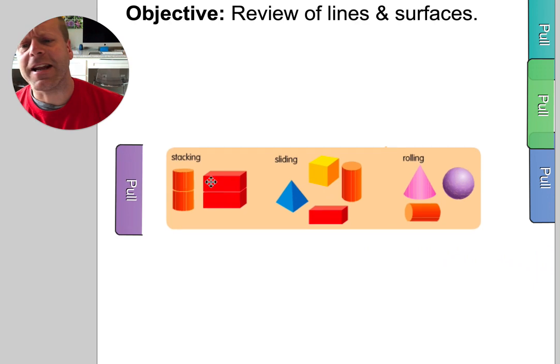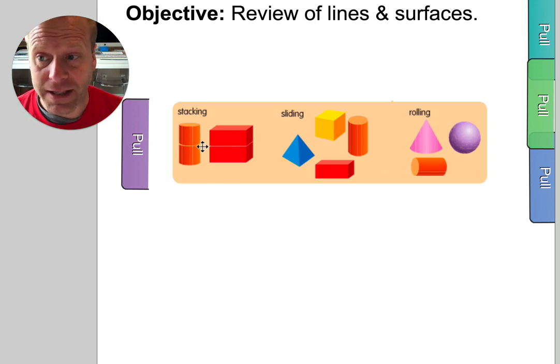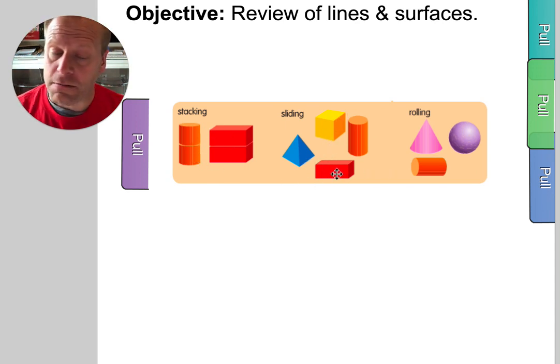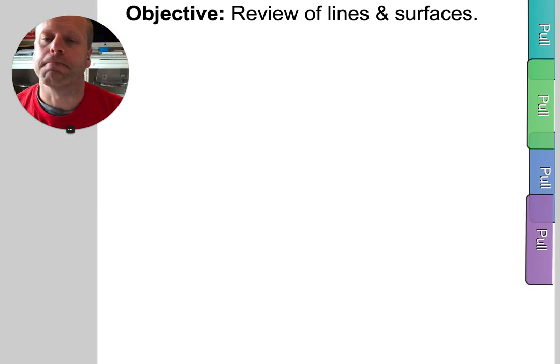And I kind of hinted at this a little bit, but you're going to be asked if certain objects are stackable. Do they have two flat surfaces? Are they sliders? Things that slide would have at least one flat surface. Or are they rollers? Rollers means that it would roll at least in one of its positions, on one of its surfaces, right? So you're going to be looking for stacks, slides, and rolls today. Let's take a look at the test.